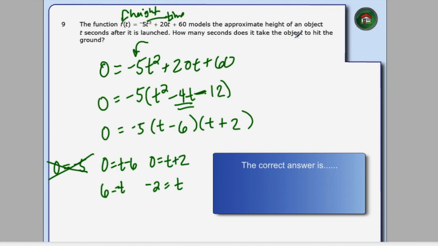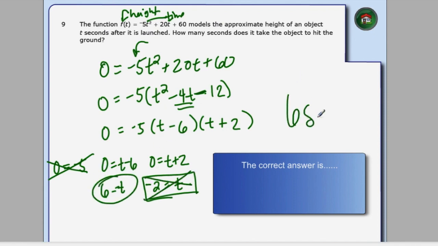So after how many seconds does the object take to hit the ground? Does it make sense to have negative seconds? No. Time is 6 seconds, and that would be the logical answer.